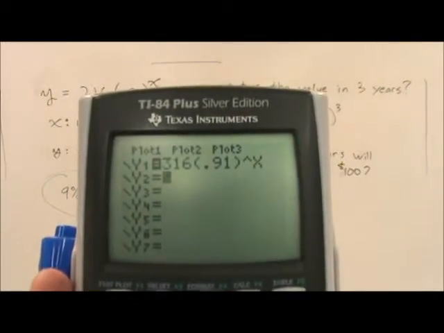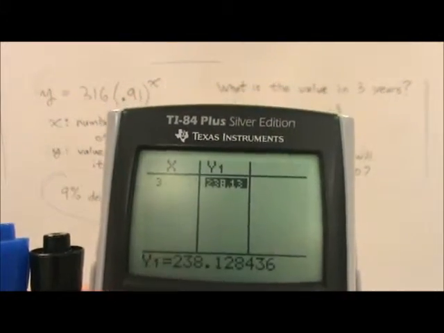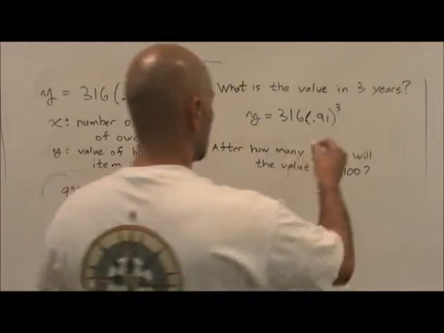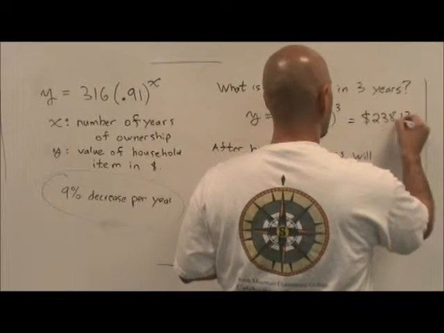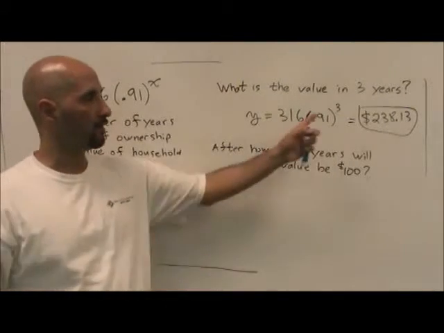So here's how you plug it in. Second graph gets me to table, and I already have a 3 in there. So we see the value is 238.13. So after 3 years, your household item will have this value.